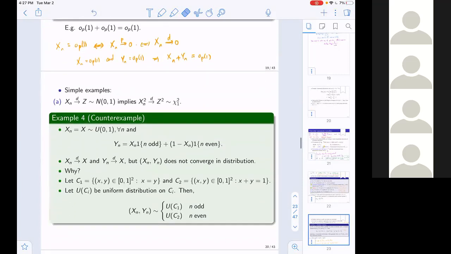Okay, so a simple example: let's say xn converges in distribution to z, a standard normal random variable. Then I can conclude that xn squared converges in distribution to z squared, and we know that z squared has a chi-squared distribution. So squaring a sequence of random variables that's converging to standard normal gives you a sequence converging in distribution whose limit is chi-squared. And this is just an application of which one of these properties?